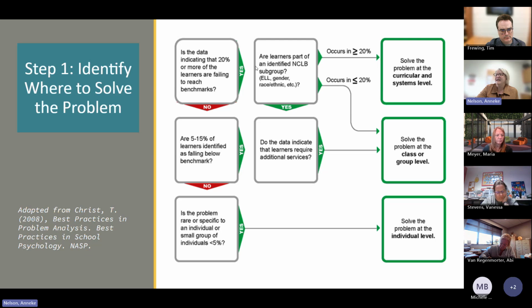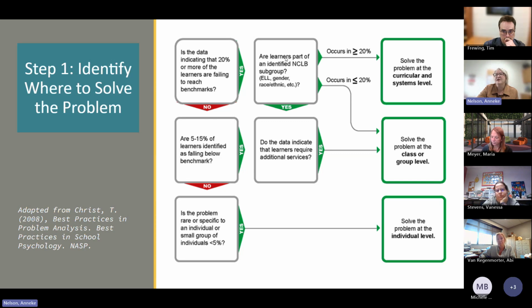If they did, our next question is, are most of those learners part of an identified subgroup? Meaning, are they all ELL? Are they all male or female? Do they all fall into a race or ethnic group? Are they all free and reduced lunch? So we want to ask some additional questions there.